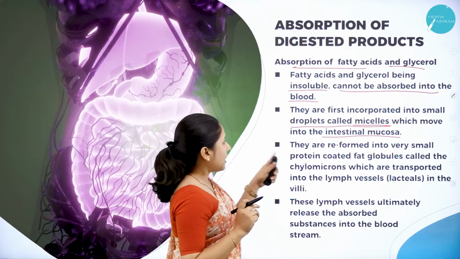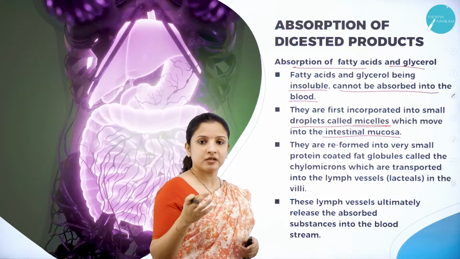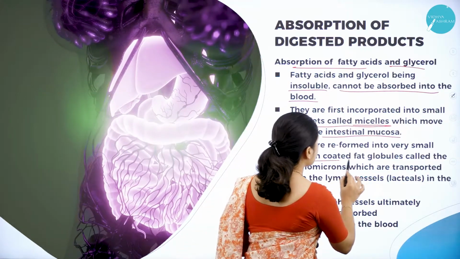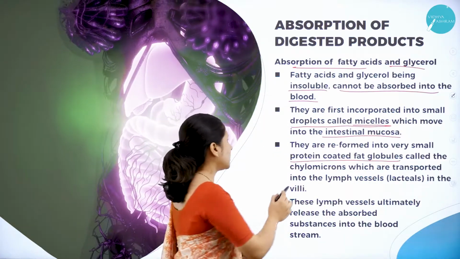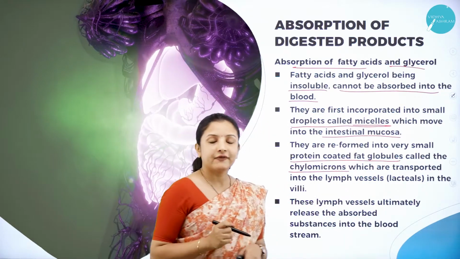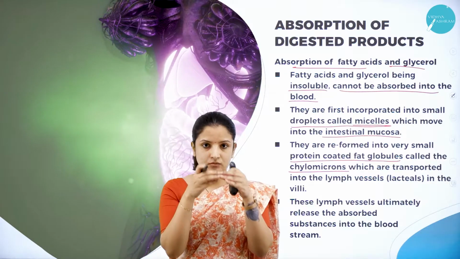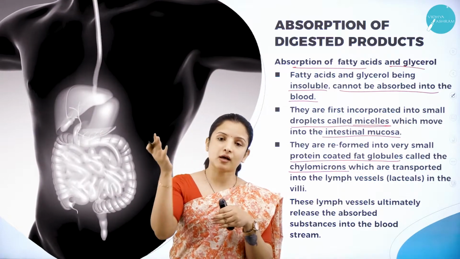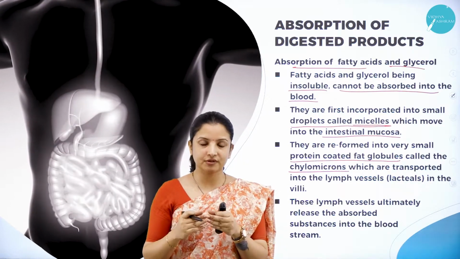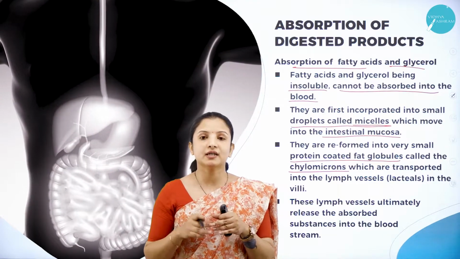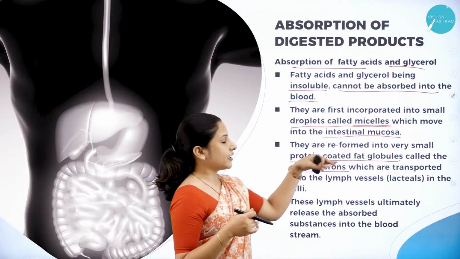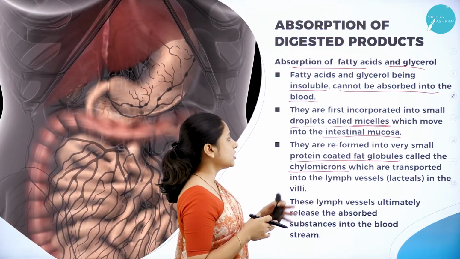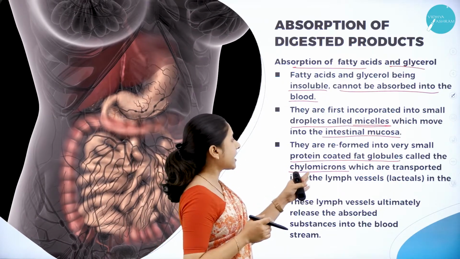After they move into the intestinal mucosa, they are reformed into very small protein-coated fat globules called chylomicrons. So first, they formed small molecules called micelles. These micelles got absorbed by the intestinal mucosa. Once in the intestinal mucosa, they reformed themselves into very small protein-coated fat globules called chylomicrons.